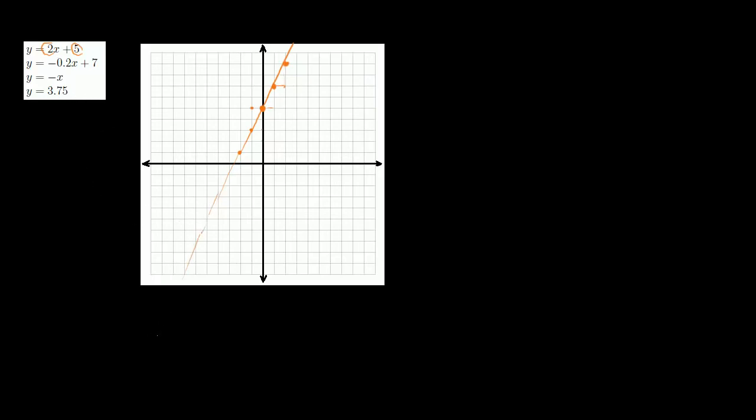Now let's do this second line. y is equal to negative 0.2x plus 7. So let me write that. y is equal to negative 0.2x plus 7. It's always easier to think in fractions. So 0.2 is the same thing as 1/5. So we could write y is equal to negative 1/5 x plus 7. So we know its y-intercept, it's 7.